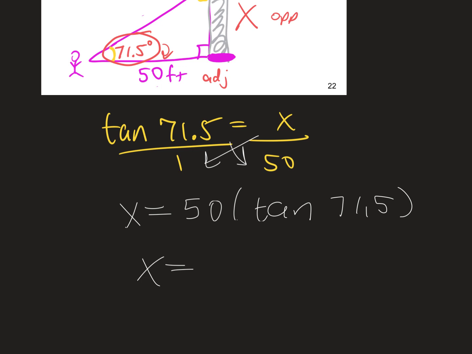149.4. Okay, so now you guys got to pay attention to whatever the directions are going to say in your test. Round to the nearest foot, round to the nearest tenth, something like that. And you have to have a unit. But this should make sense that the tree is about 149, say 149 feet, okay?